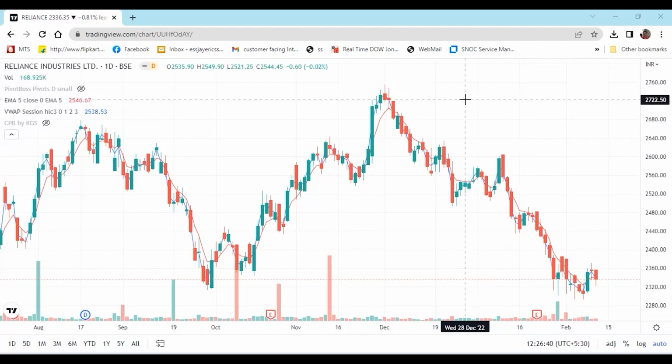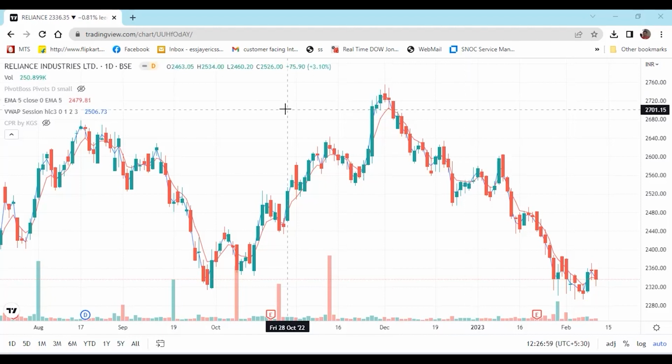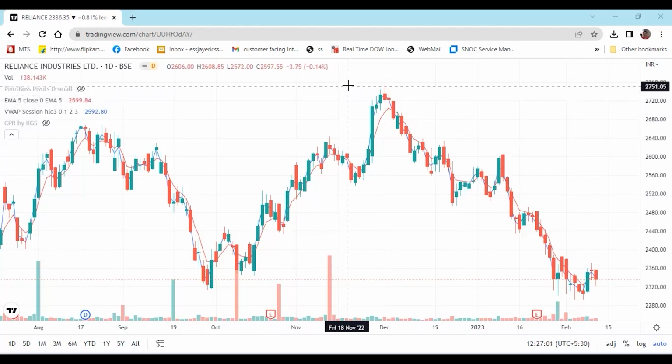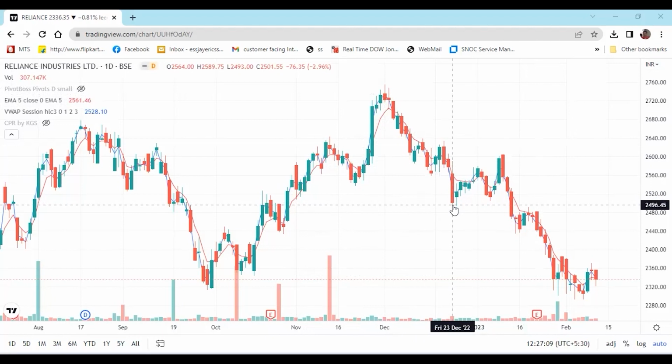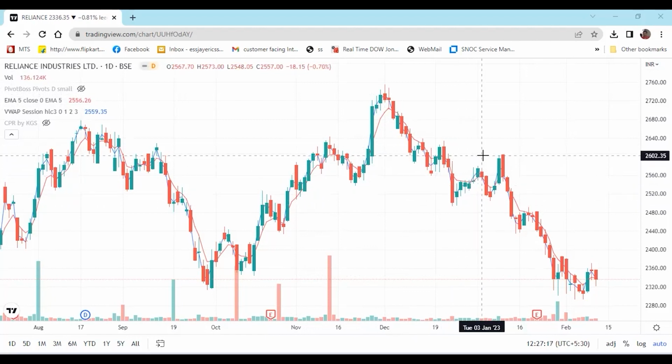Basically, I see a few criteria. I'll be looking at how the price is making higher high, higher low, lower high, and lower low. These are the criteria which I look at. So let's analyze the chart of Reliance Industries which we have. We can see that the price was continuously falling from 2755, and it has fallen to a level of 2496. Again it tried to move up, but it was not able to cross 2600 significantly.